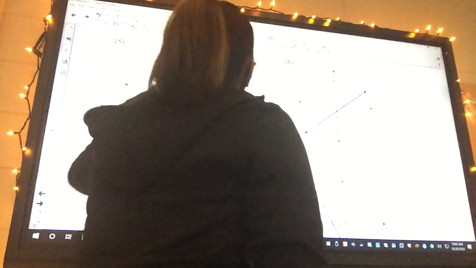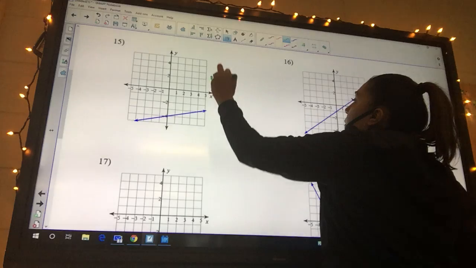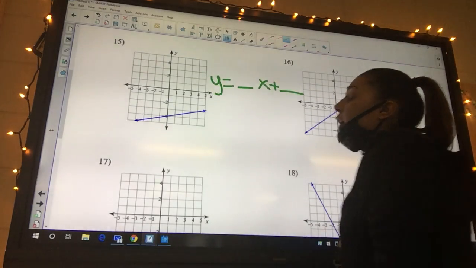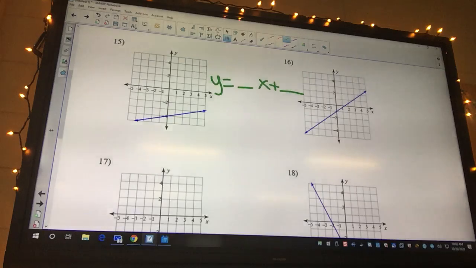So if you look at 15, we're gonna fill it in: y equals blank x plus blank. I want you guys to take a second and do that one and find me a good point.